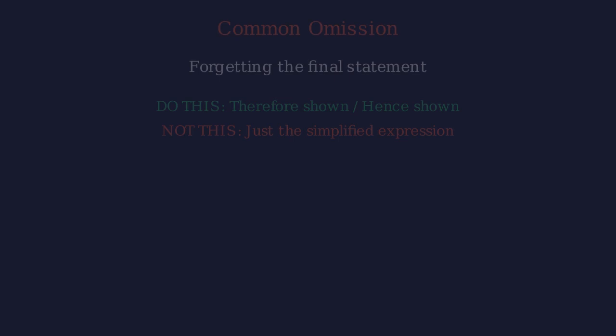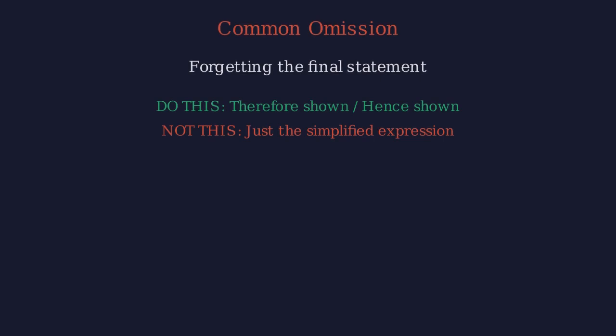Students sometimes reach the simplified expression but forget the final statement that connects it to the question. For a show that you must explicitly write the equality the question asked you to show. Writing the raw simplified expression without the therefore line can cost you the final accuracy mark. So box the statement. It's a small habit with real reward.